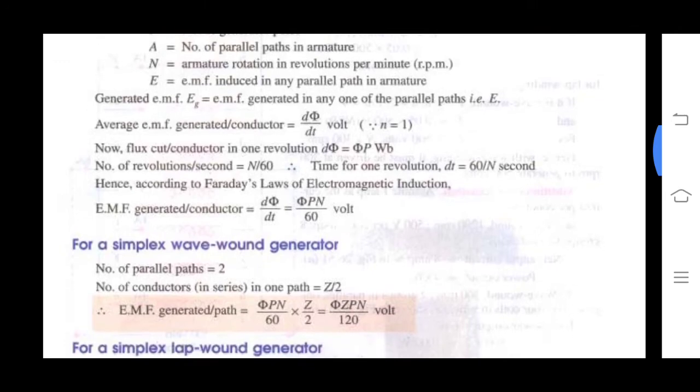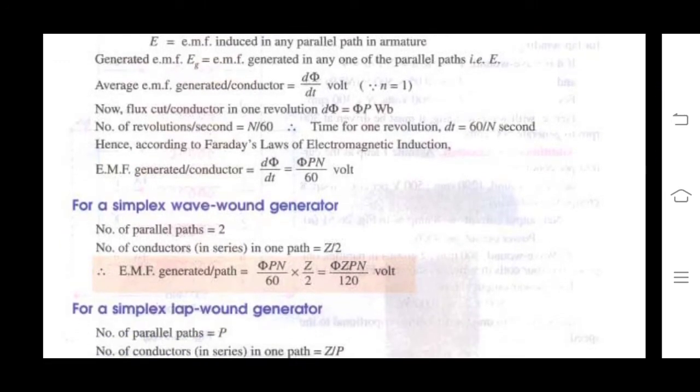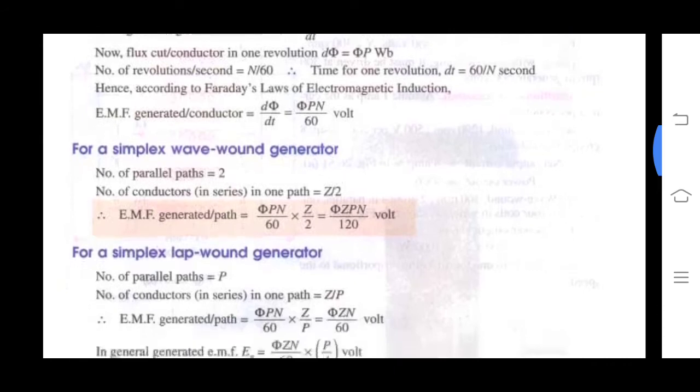For a simplex wave winding, the number of parallel paths equals 2, and the number of conductors in series in one path is Z by 2. Then the EMF generated per path equals ΦPN by 60 into Z by 2, that equals ΦZPN by 120 volts. If it is a wave winding machine, the EMF equation is ΦZPN by 120.